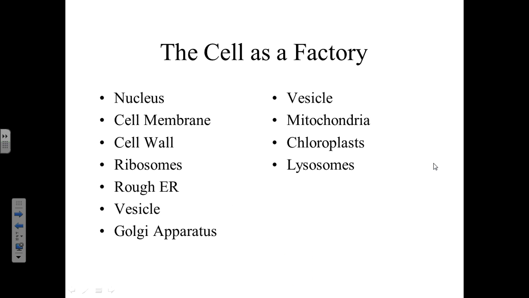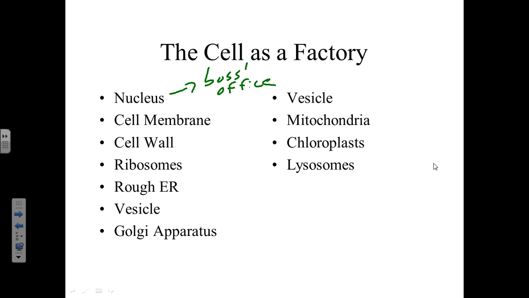All right, so let's go back to the factory analogy here and wind this up, and then we'll get ready to go into lab in a minute. Think of how the cell's like a factory. We said the nucleus is like what part of a factory? The boss. Where the boss is. This is the boss's office.